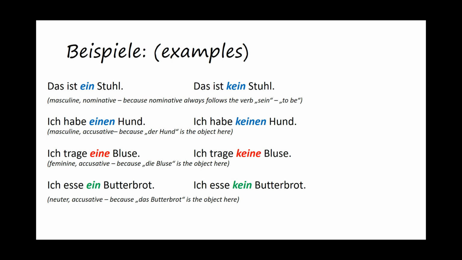Ich esse ein Butterbrot. Ich esse kein Butterbrot. Which means I'm eating a sandwich, and I'm not eating a sandwich, or I'm eating no sandwich. But remember, if you're thinking in English, I am not eating a sandwich, you don't negate the verb in German. You more often negate the noun. So, kein Butterbrot is no sandwich. I'm eating no sandwich. And that's a neuter noun, Butterbrot, and it's in the accusative case here because, again, it's the object. It's being eaten.